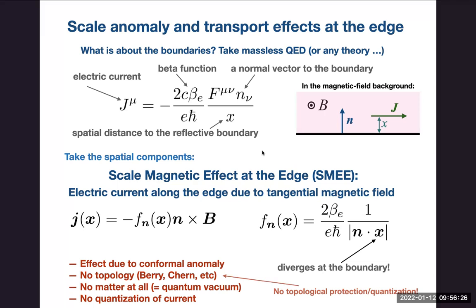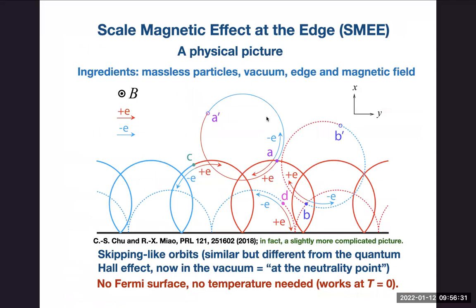So you get a completely strange thing. And the question is whether that exists or not. That's a prediction. And how to explain it? That's kind of a scale magnetic effect at the edge, I would say. So it has quite an interesting origin. It's actually an extremely simple thing.